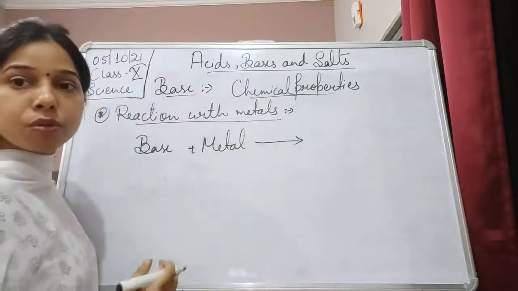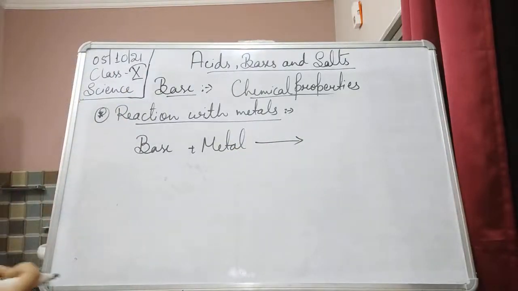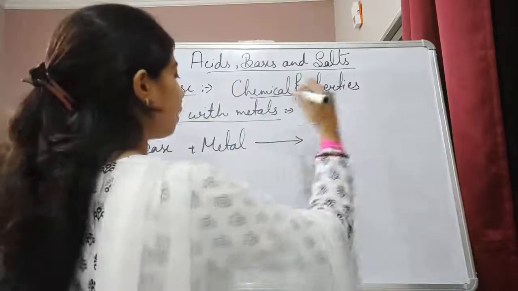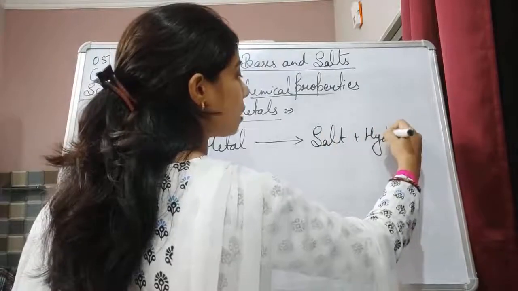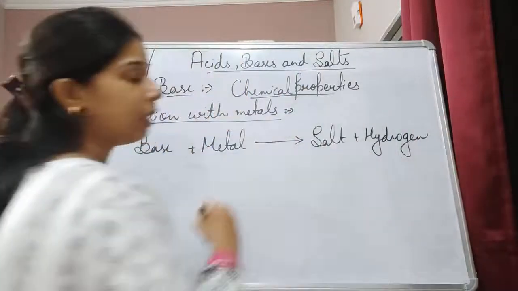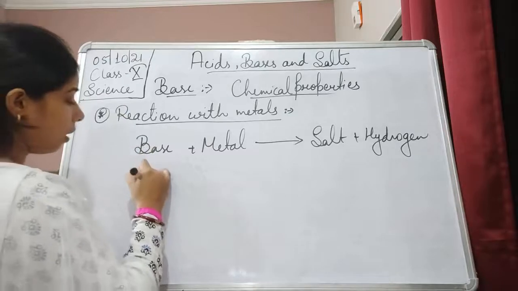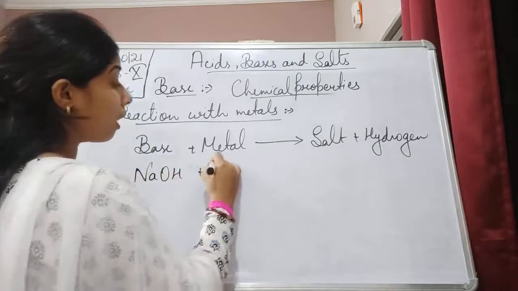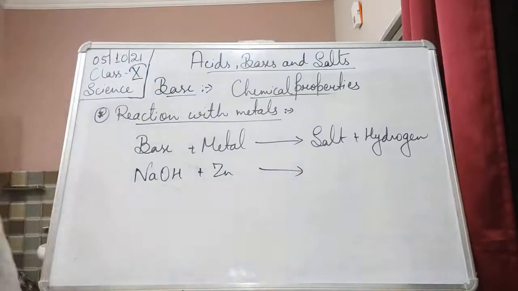In the case of an acid also, the acid reacts with the metal to form salt, and hydrogen gas is released along with it. So bases reacting with the metal form salt, and hydrogen gas, H2, is released along with it. We can take an example: what happens if sodium hydroxide, a base, reacts with zinc? It will form sodium zincate and hydrogen gas is released.